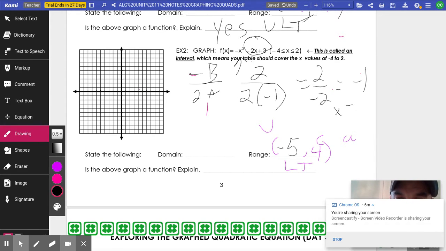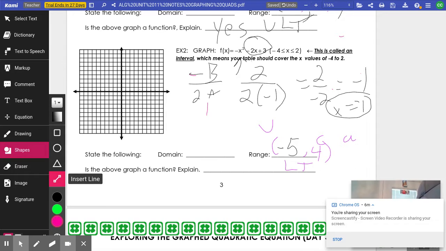So that's my axis of symmetry. X equals -1. That means that I could draw a line on -1, which is this guy right here. That's my axis of symmetry. That's where the graph is going to be split mirror image left and right. Okay, next. I need some other points.